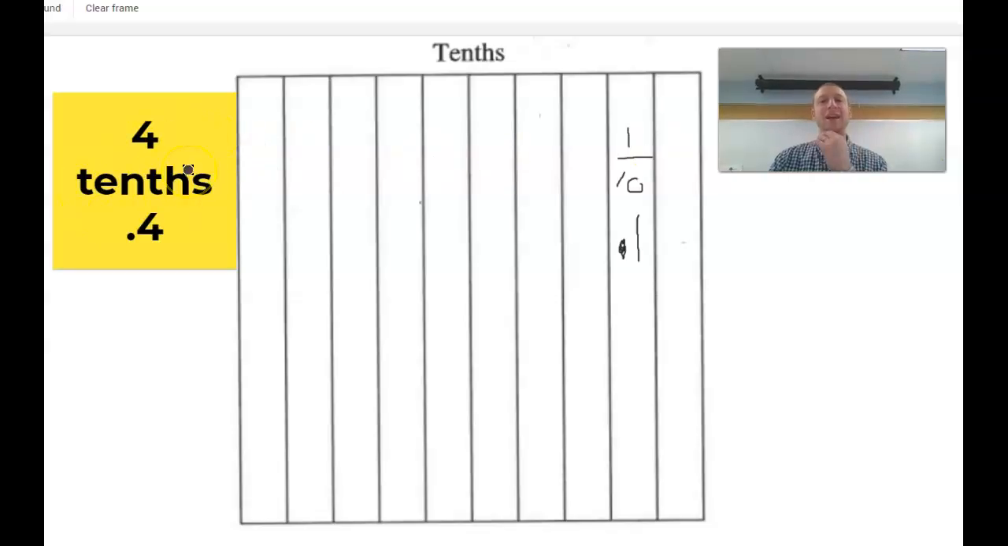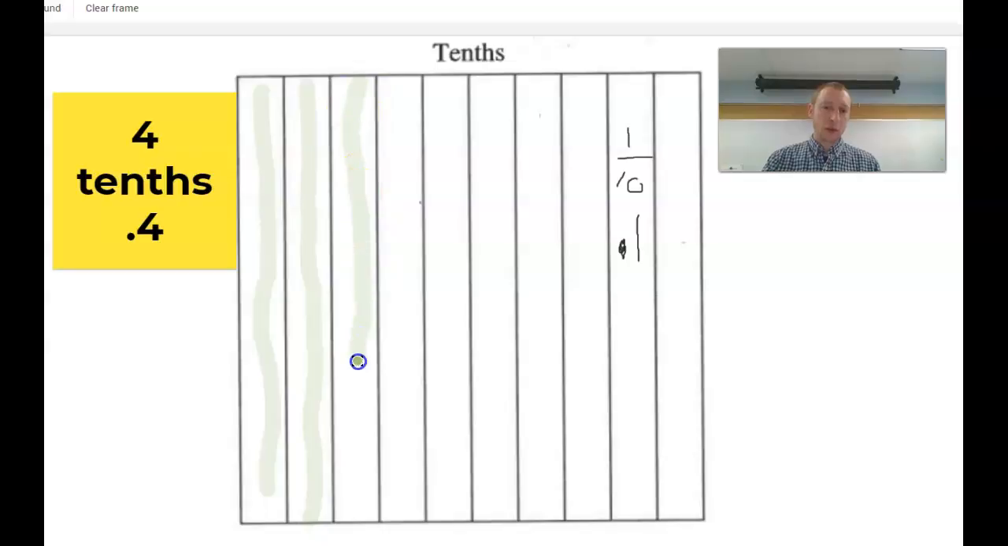All right, so how would we show this? How would we show 4/10? So this is what you guys are going to be doing a lot of today. So how would I show 4/10? 4/10 means I'm going to shade in 4 of these tenths. So there's 1/10, and I'm not going to shade them perfectly just to save time. There's 2/10.